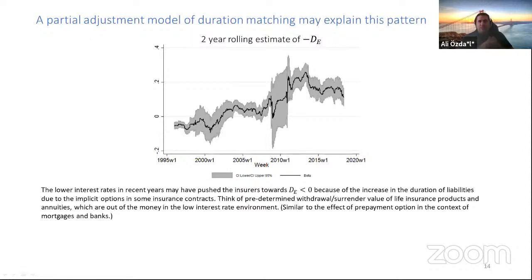So in order to understand why we do not find this perfect duration matching despite the fact that they have strong incentives to do so, we do a 2-year rolling estimate of this equity duration coefficient. And what we find is that if we do this 2-year rolling estimate, there are indeed periods where the duration of equity is very close to zero, but there are also periods where the duration of equity deviates from zero for extended periods of time, okay?